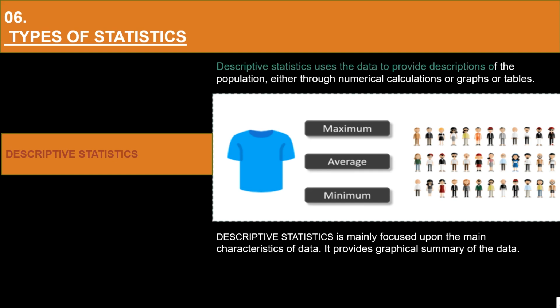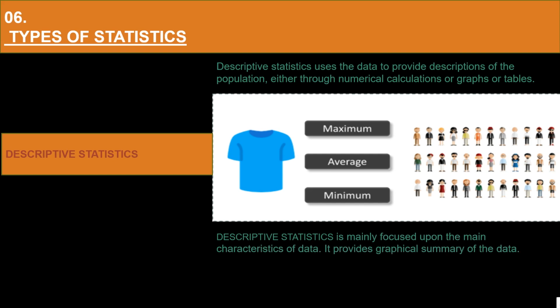Descriptive statistics is a method which is used to describe and understand the features of a specific data set by giving a short summary of the data. So it is mainly focused upon the characteristics of data and also provides a graphical summary of the data.